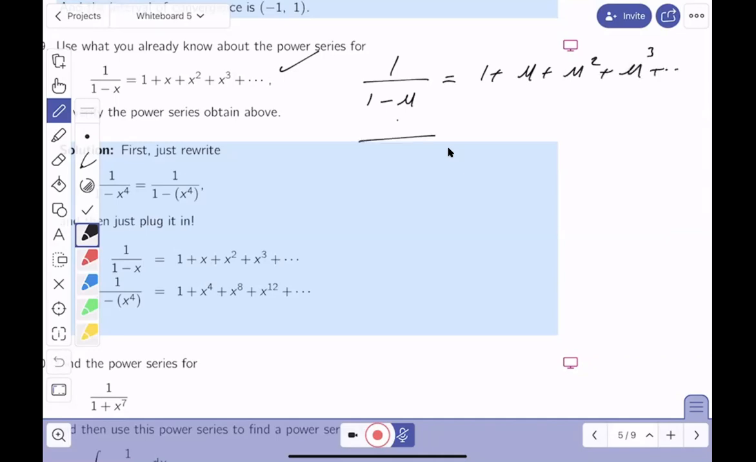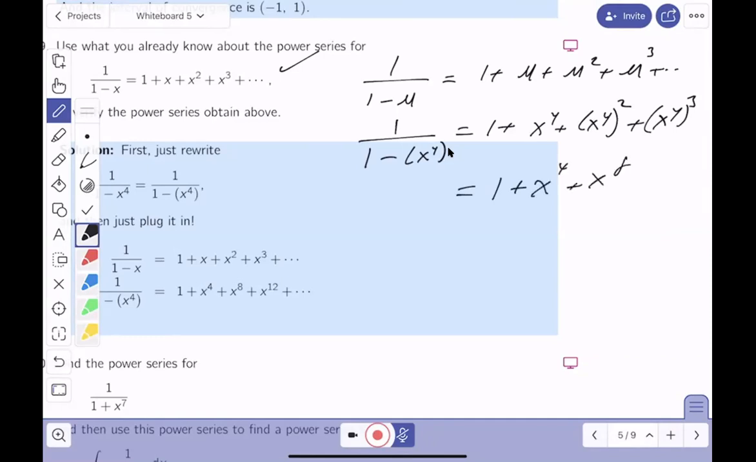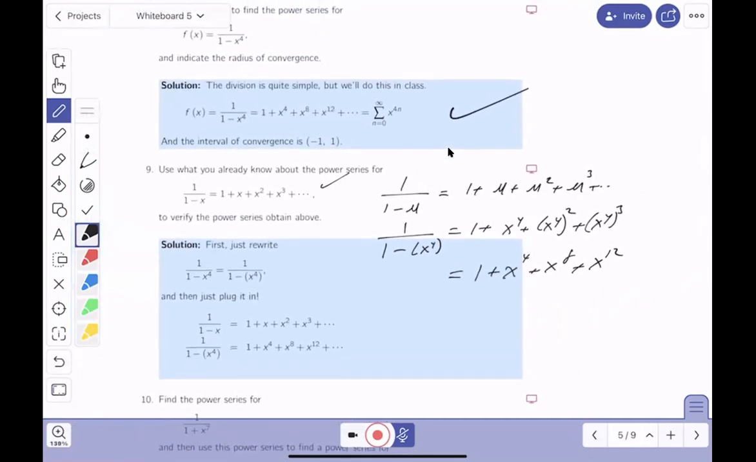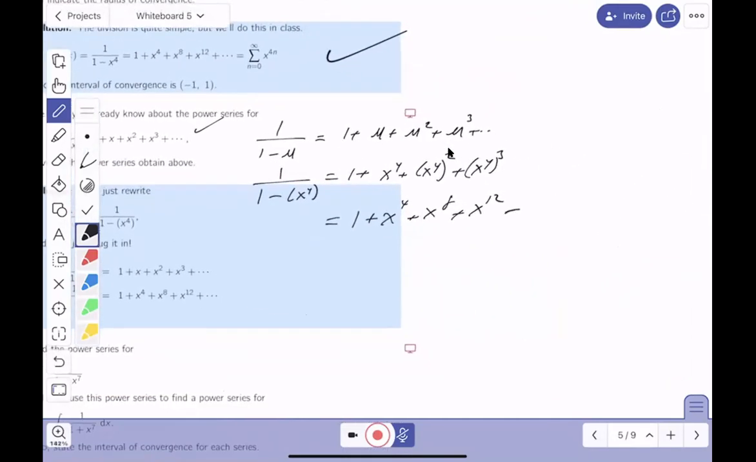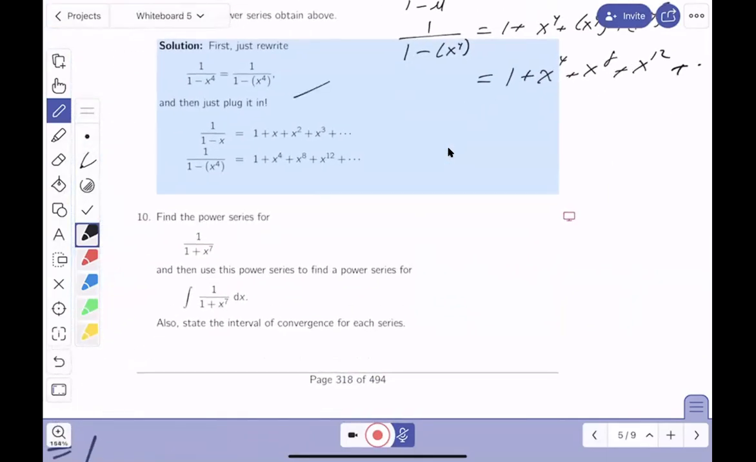To verify the one above, we just make a substitution. What's the substitution? The u would be x^4. So what do you get? 1 plus x^4 plus (x^4)^2 plus (x^4)^3, which is going to be what? 1 plus x^4 plus x^8 plus x^12. Again, we were expecting that, the same thing we got up above. All right, so we've just verified it. Not so bad. Again, work is down over here for you.